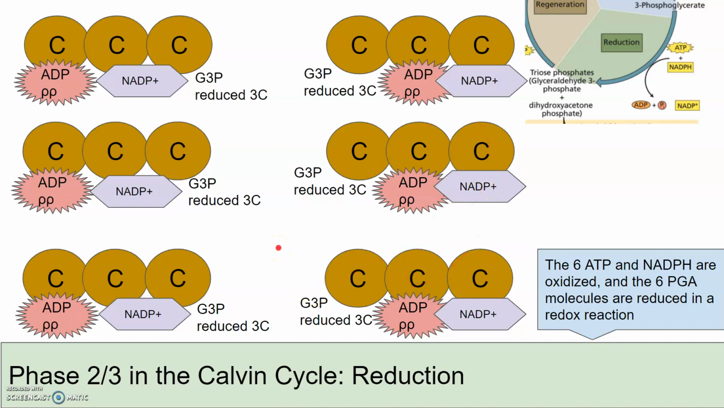Like I said, the ADP and the NADP+ will go to be recycled in the light reactions. They're recharged into ATP and NADPH so that they can be used in the Calvin cycle again. And as we can see in the diagram, the ATP and NADPH were oxidized into ADP and NADP+. That's a lot of letters. And the 6 PGA molecules were reduced into 6 G3P molecules. So here's our PGA, and they were changed here. Let's see what happens to those. What do we do with them now?